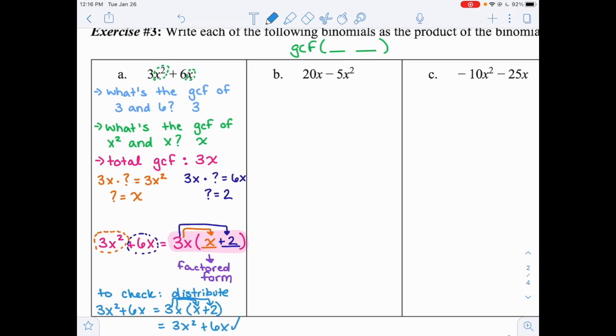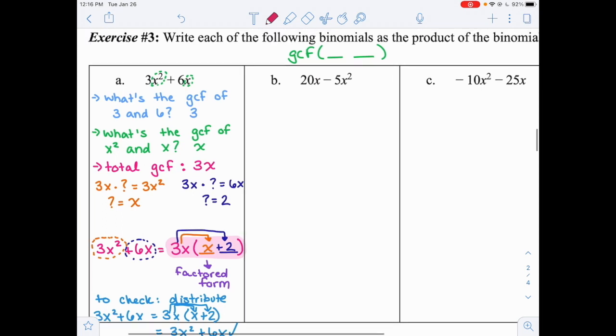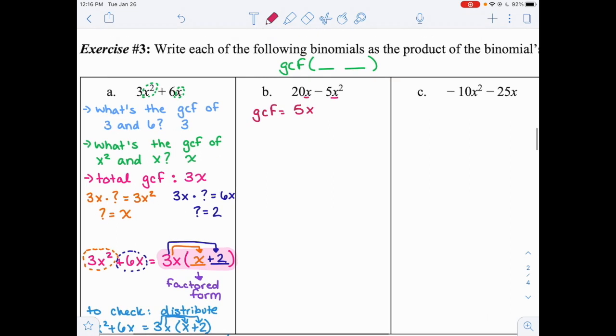I think you should pause it and try B. Don't try C just yet because C is a little different, but definitely try B. For B, if you want to write it out, you can fully write it out like I did in A, but I'm going to notice that the greatest common factor is 5x. It's 5x because they each have at least an x in it, and then it's 5 because the highest number that can divide 5 and 20 is 5. So I'm going to have the original, and it's going to be equal to the GCF times some binomial. I need more space. I wrote that way too big.